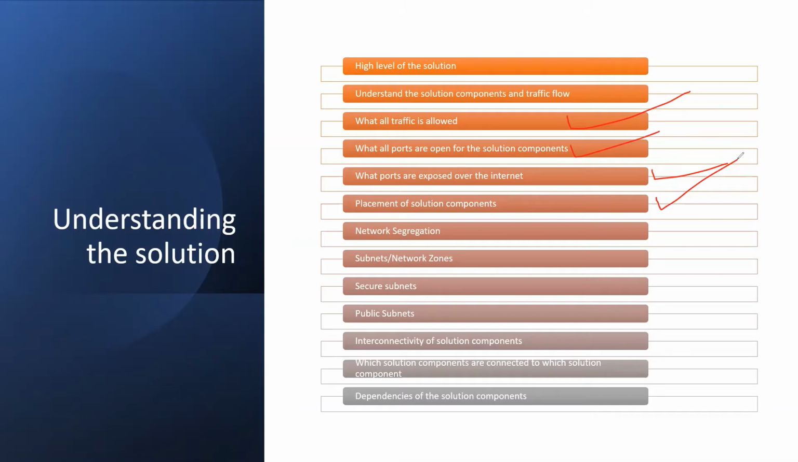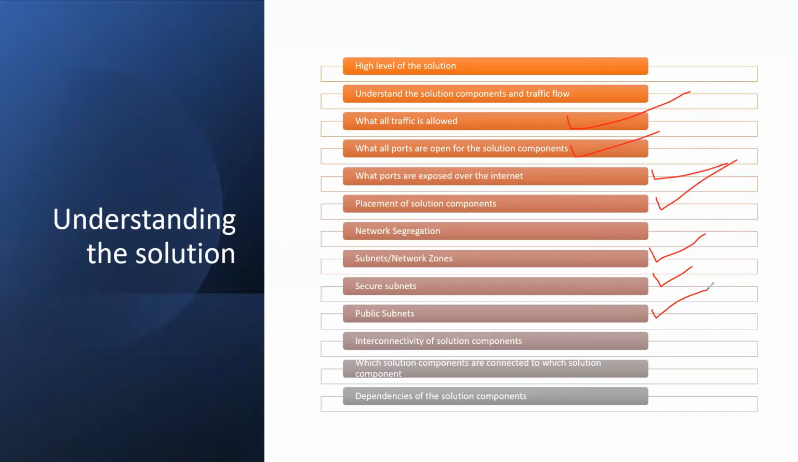These are created to segregate different networks. When we are segregating the networks, we can understand how networks are segregated in the solution architecture, what different subnets and network zones are created. Either subnets or network zones, we can understand from the diagram. And when we get the information about what ports are open and exposed, we can see how subnets are secured, and we can get the information about which subnets are public and exposed over the internet.